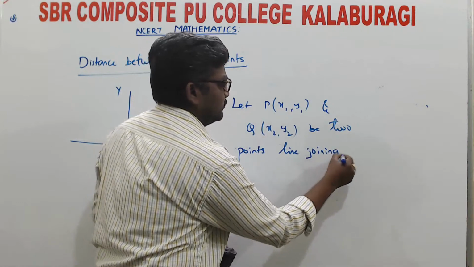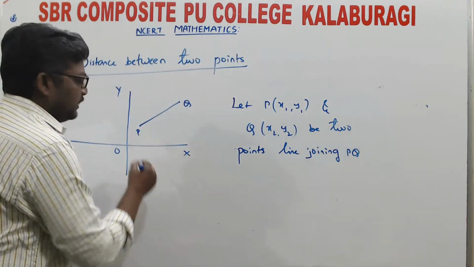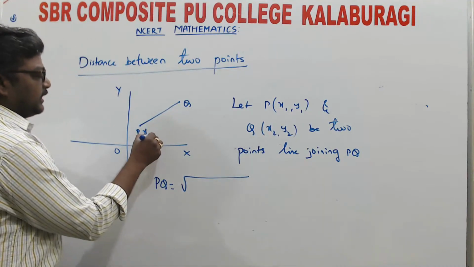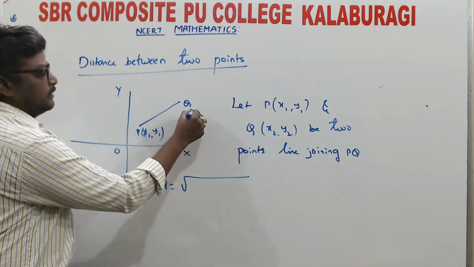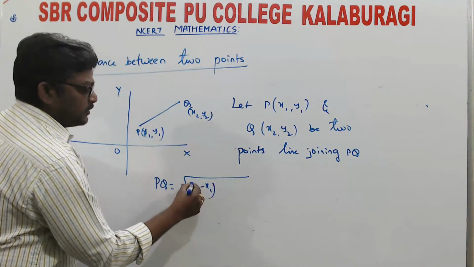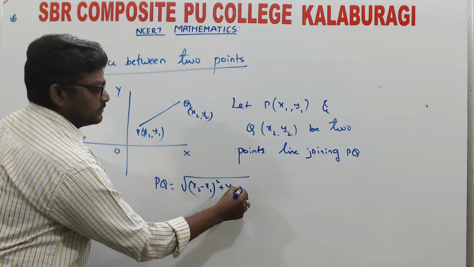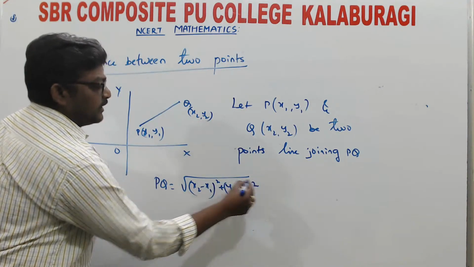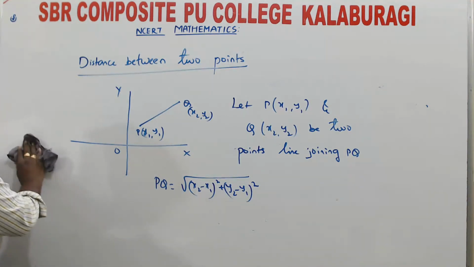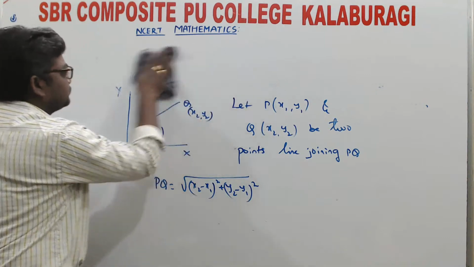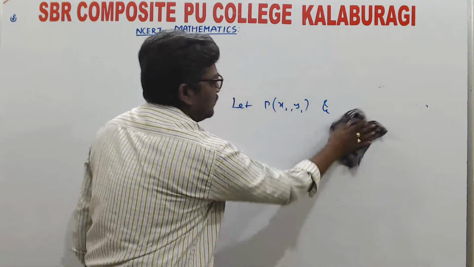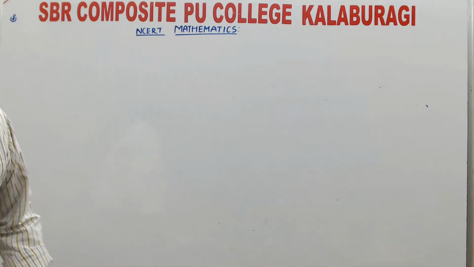The line joining PQ. Is PQ equal to what you have derived there? Root over, if P we have taken (x1, y1), Q (x2, y2), we have derived (x2 minus x1) whole square plus (y2 minus y1) whole square. This is the distance between two points. These all we have learned in the 10th standard, and we are recalling them.